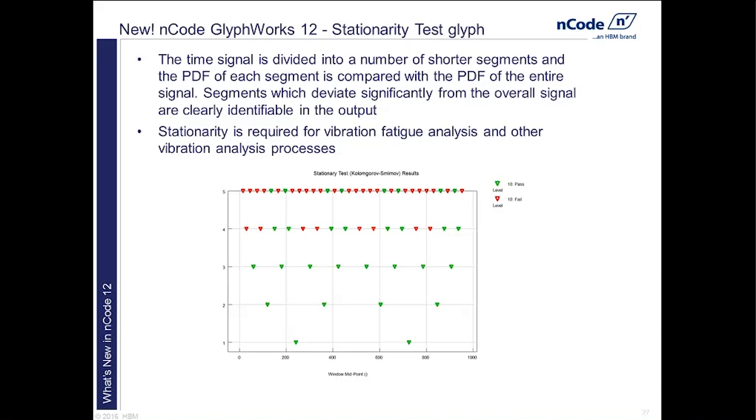This is a test that's vital to do when using that data for future vibration analysis or vibration fatigue analysis, where it's a prerequisite of most of those analyses that the data is stationary and the stats don't change significantly. So this gives you a test to see whether that data is stationary and whether it can be successfully used in a subsequent fatigue analysis or vibration analysis. So a very useful glyph, and gone into the base of GlyphWorks for everybody to use.